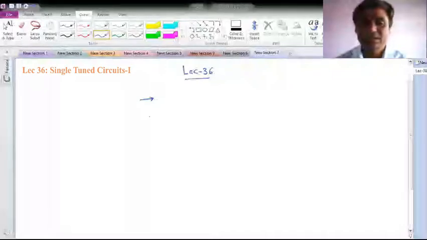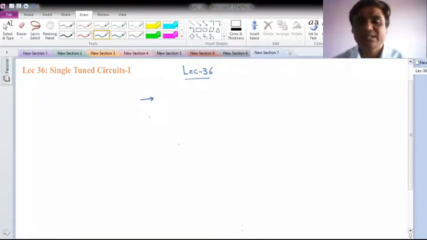Lecture 36. From last class we have started the frequency response. If I would like to analyze the circuit in the frequency domain, then what can be done? For that we have seen the behavior of the poles. If the poles lie on the imaginary axis and they are in pair, then what is the effect that we have seen?